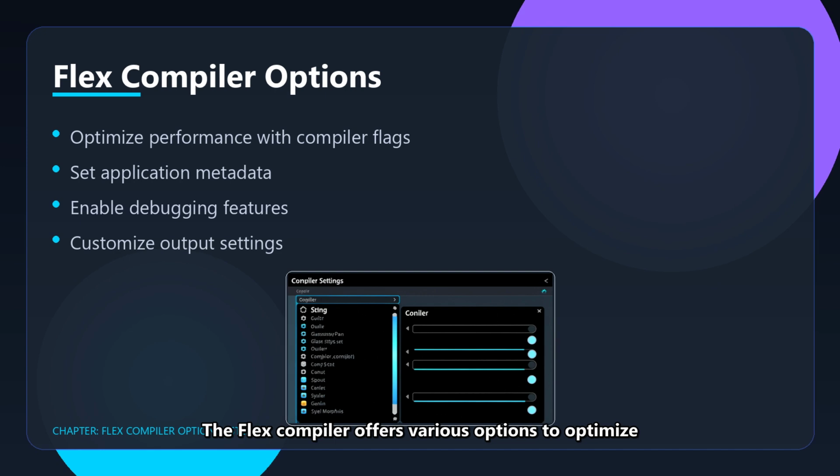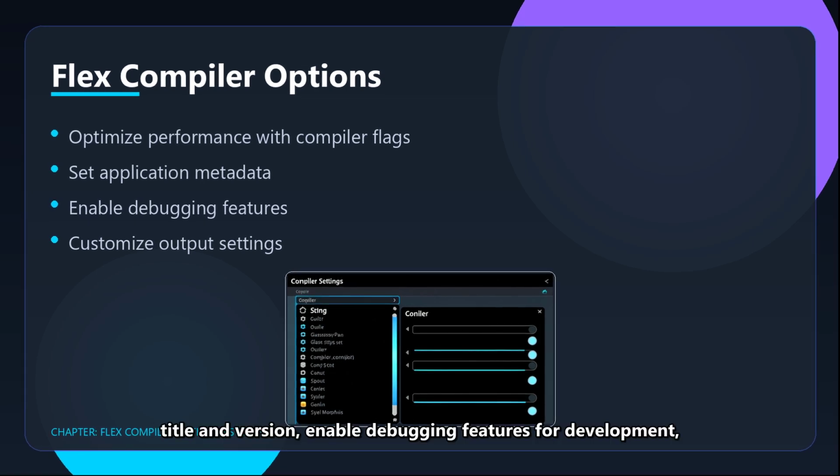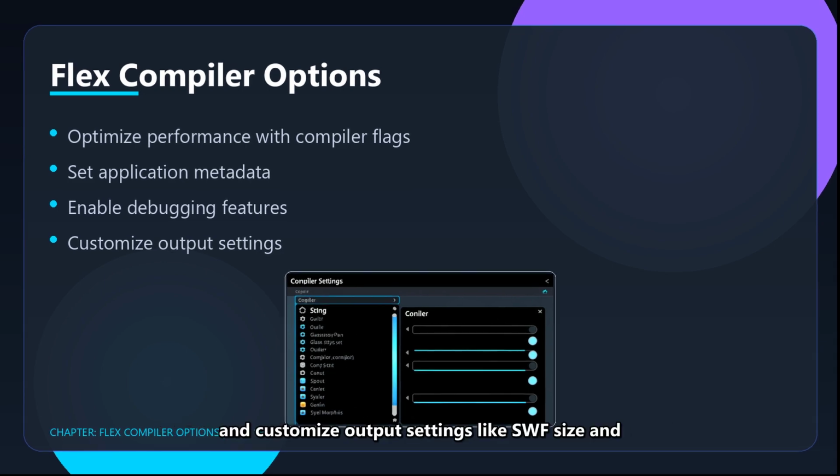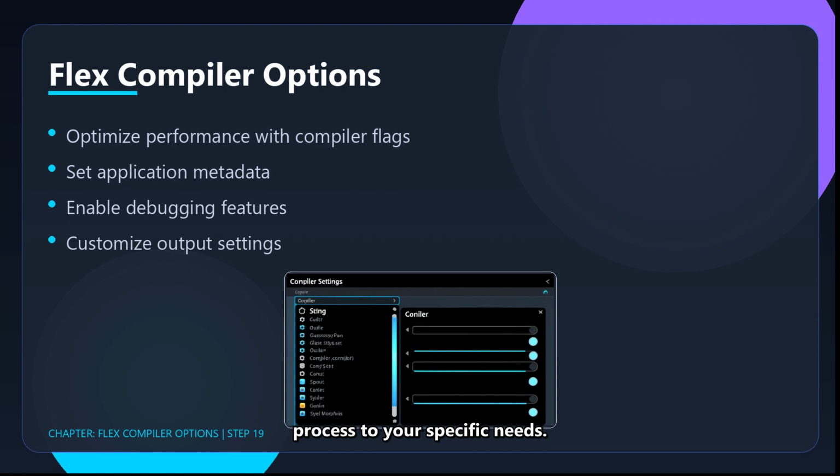The Flex compiler offers various options to optimize your application. You can set metadata like application title and version, enable debugging features for development, and customize output settings like SWF size and frame rate. These options help tailor the build process to your specific needs.